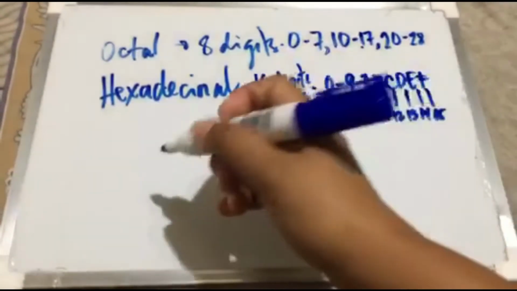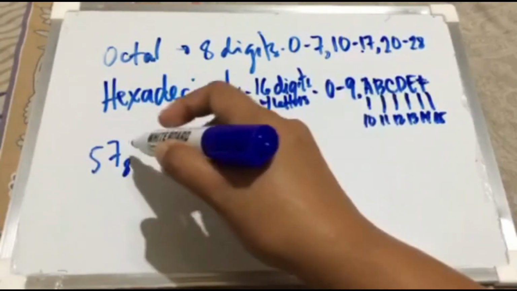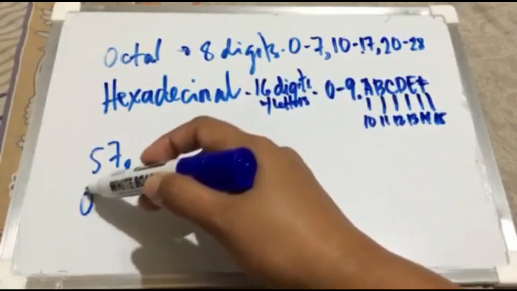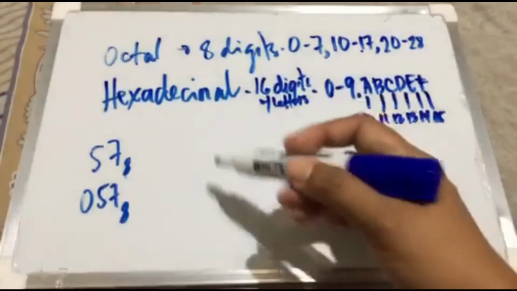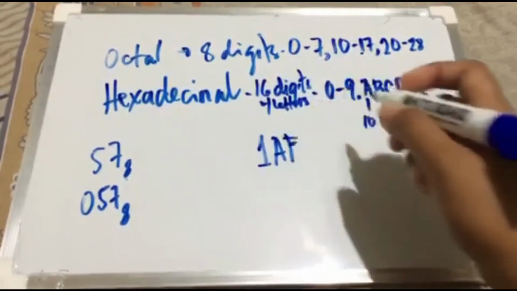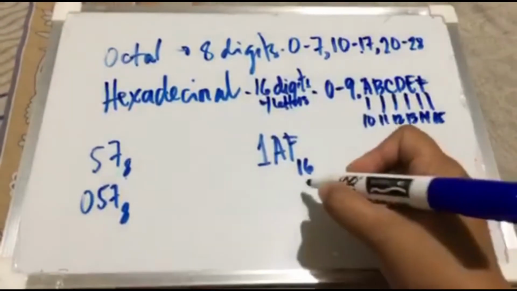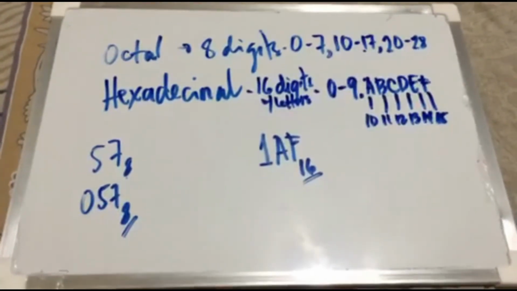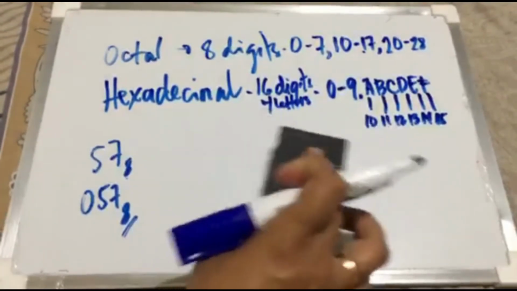An example of an octal number, say 57, and then we put the subscript number of 8. For hexadecimal, you can put 1AF, and then put the subscript 16. So we will know that this is a hexadecimal and this one is octal. So we go to the conversion of these numbers.